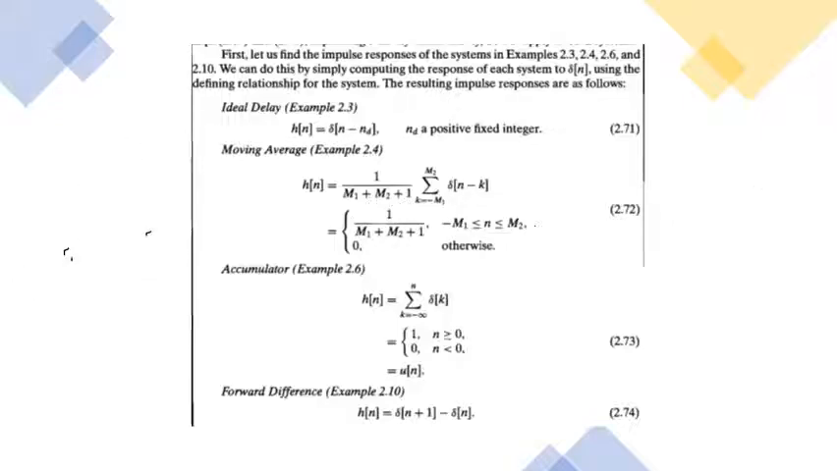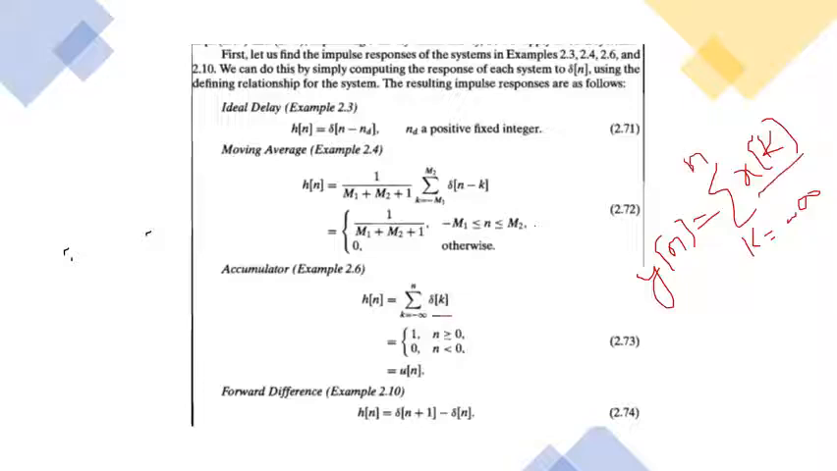Likewise, for the accumulator system, we know this is our accumulator system: y of n is equal to the summation of x of k, where k starts from minus infinity and goes towards n. Here we have to replace this x of k with delta of k, and add them. For example, if this is the input to the accumulator system, the output will be 1 1 1 1, because it adds the previous values, so there is only 1. So we can say that the output will be 1 for n greater than 0.